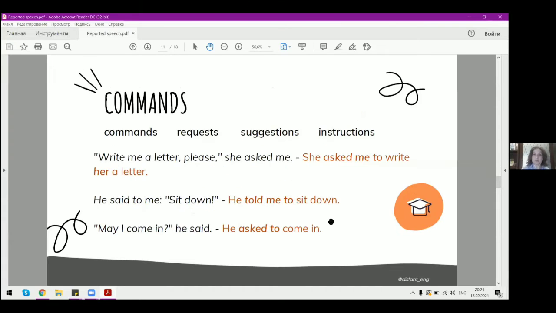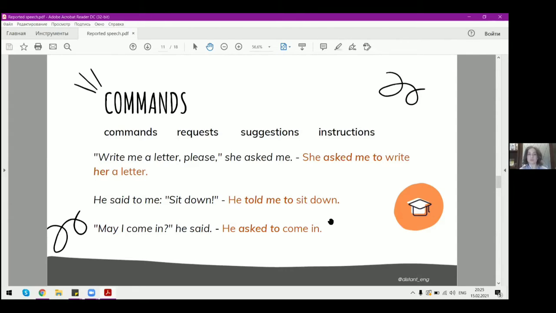And we are continuing. Comments. A lot of people have a lot of pieces of advice when we are not even asking them to help us. Yeah. So this is the way we can construct all these comments, maybe suggestions and other stuff into reported speech. The example is given. Write me a letter, please. Yeah, she asked me, a very polite person. She asked me what we need to do here.